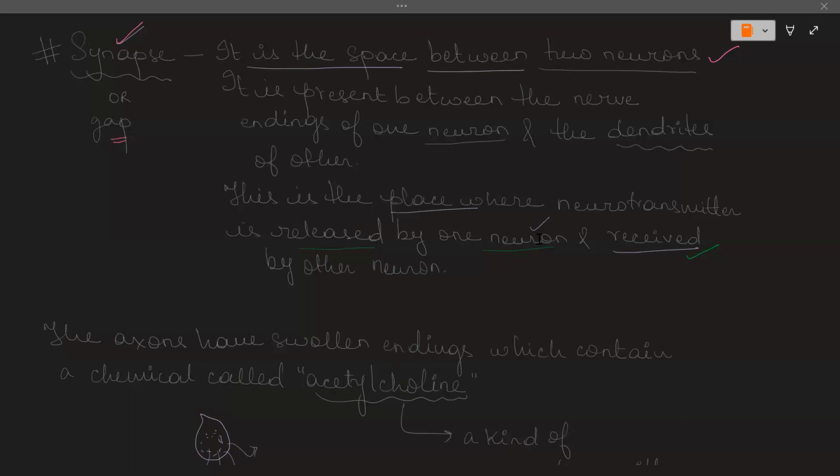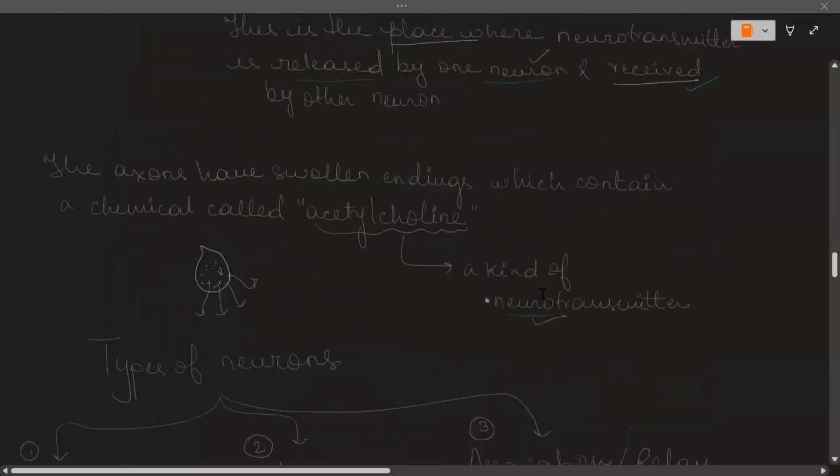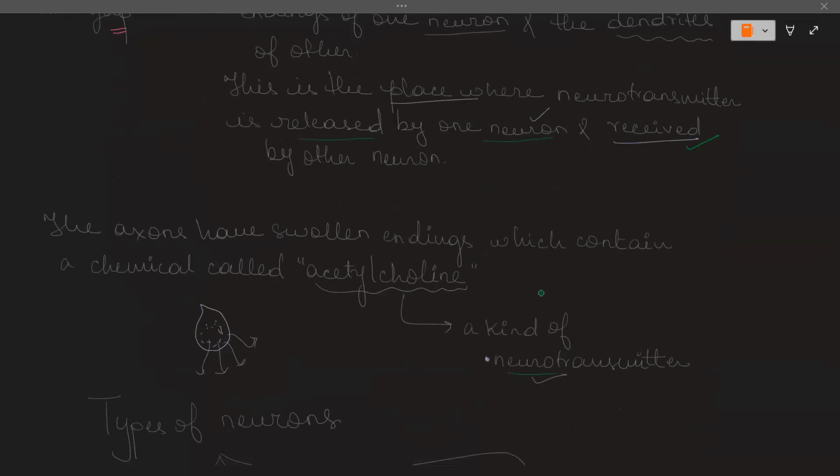All right, so we'll keep it till here only for today's class. In the next class, we'll continue and learn more about the different kinds of neurons and how the transmission is happening. Any doubts up until now?